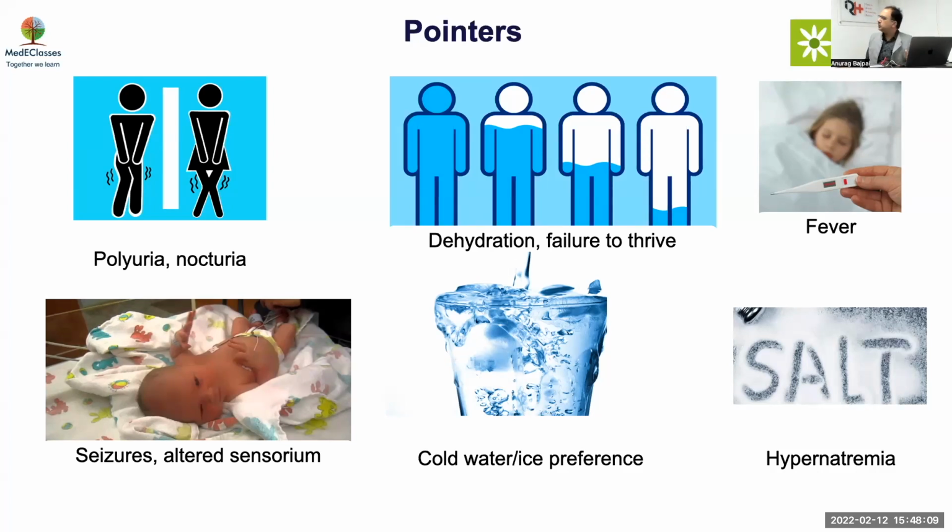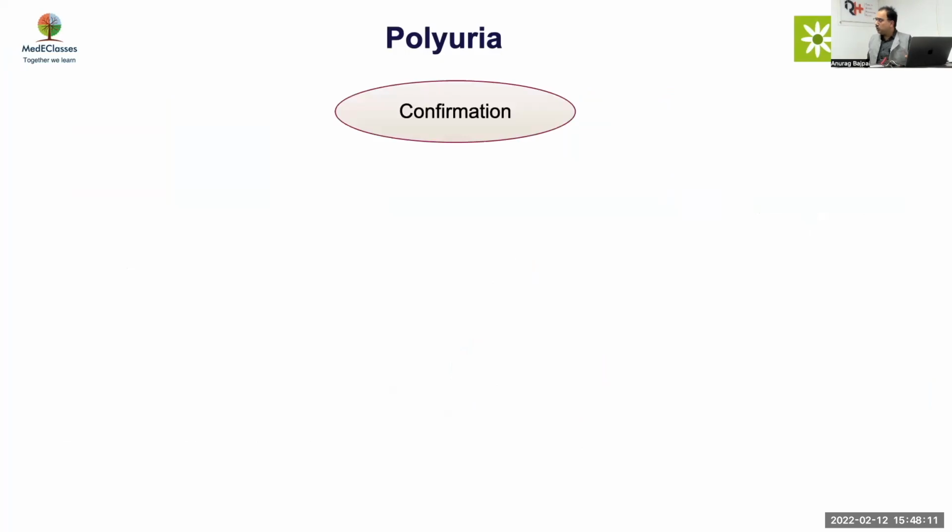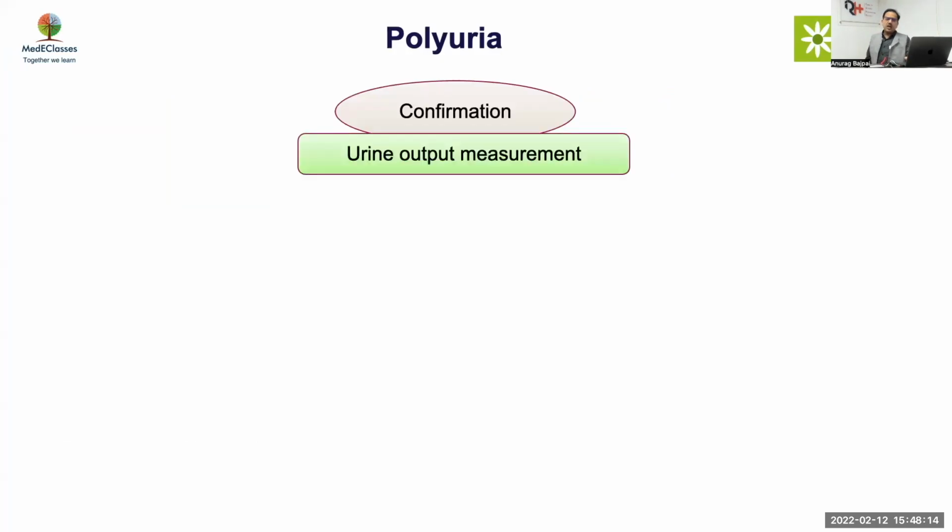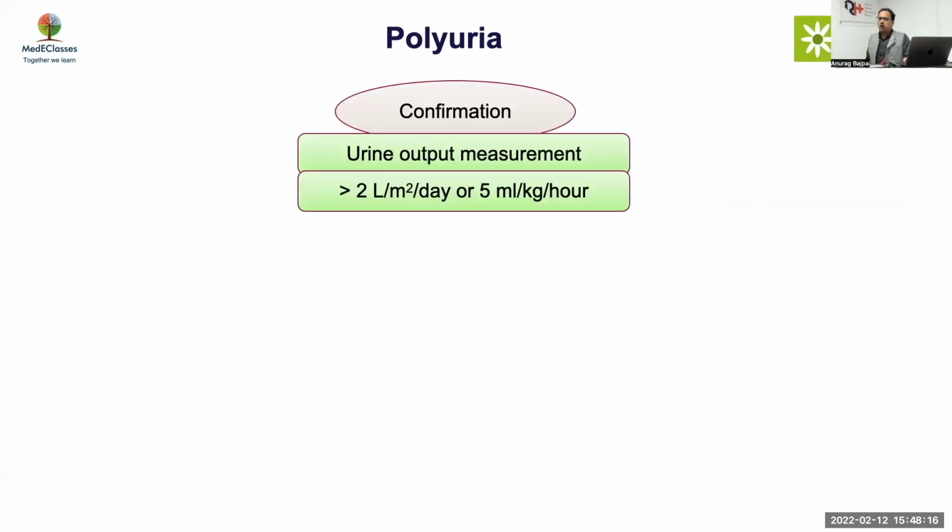These will be the three conditions which are there in that regard. So polyuria, you have to confirm by urine output measurement or how much they're drinking. So 2 liter per meter square per day or 5 ml per kg per hour. Now we all know that body surface area and weight do not go hand in hand. So there are different definitions for different ages.